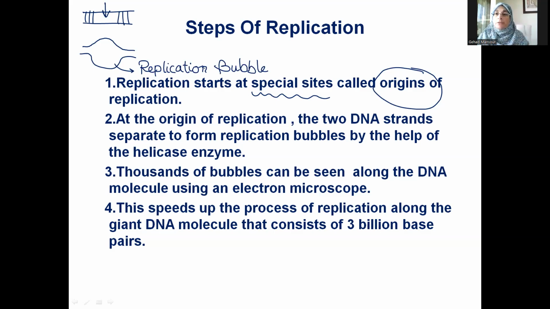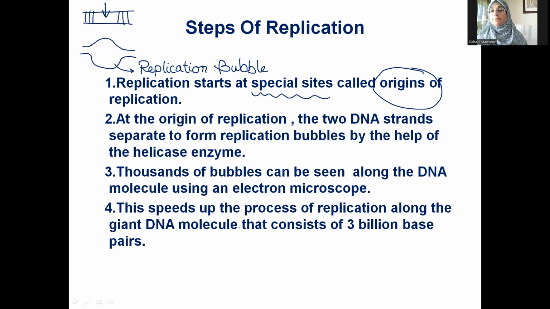And why would we do this if we can have thousands of helicase enzyme molecules, each working at a particular origin of replication? So actually, during replication, we have thousands of origins of replication, thousands of helicase enzymes, and thousands of replication bubbles. And of course, the discovery of the electron microscope and the ability to visualize all these amazing details has helped a lot in knowing how the process of replication occurs.